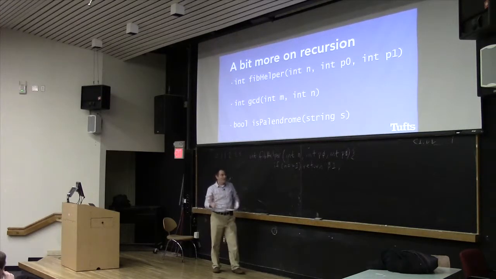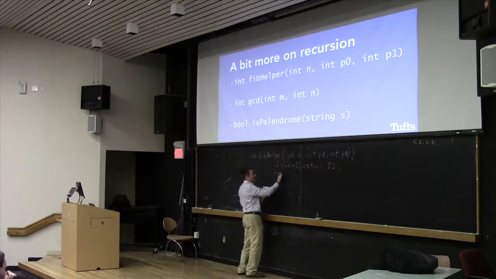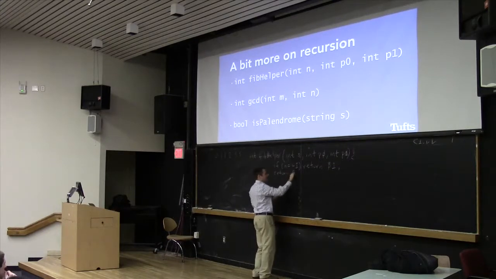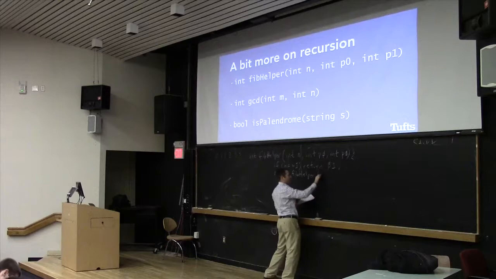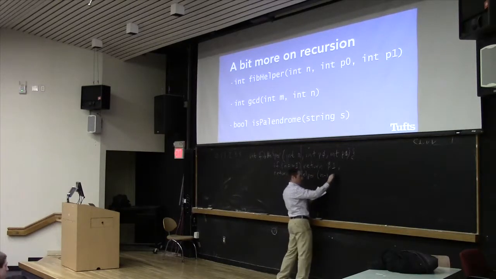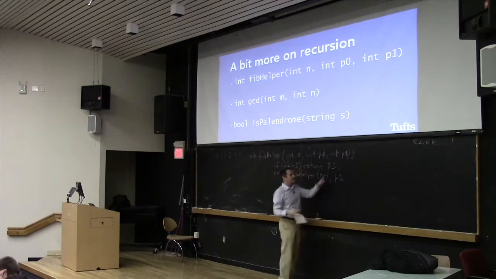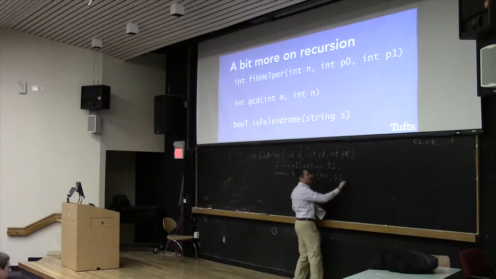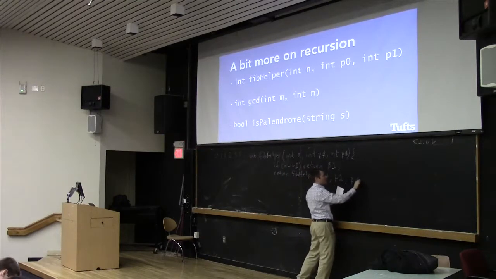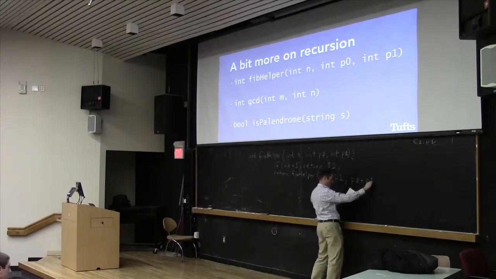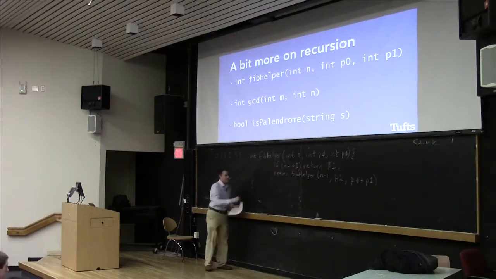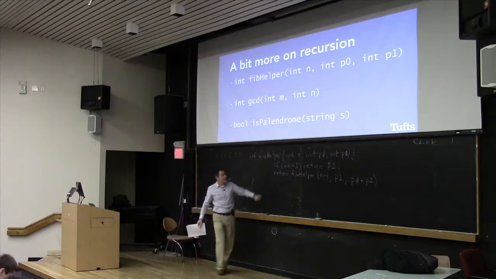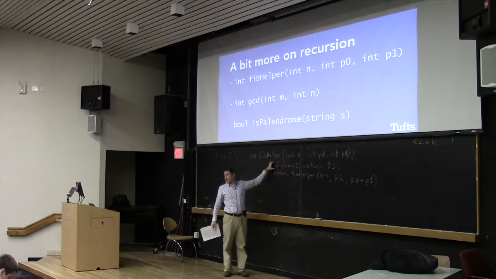Otherwise, we're just going to return fibhelper of n minus 1, P1, that's this one, and P0 plus P1. And that is now our function. Now let's see what this one's doing. First of all, it's just checking our base case. In recursion, we always have to have some base case.